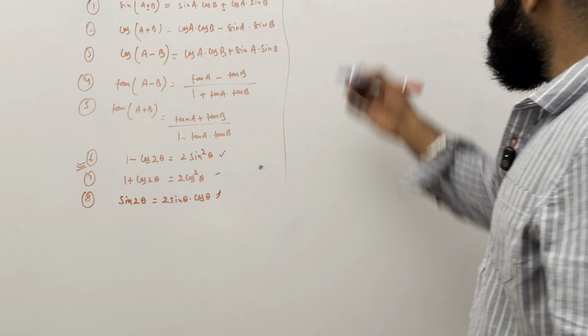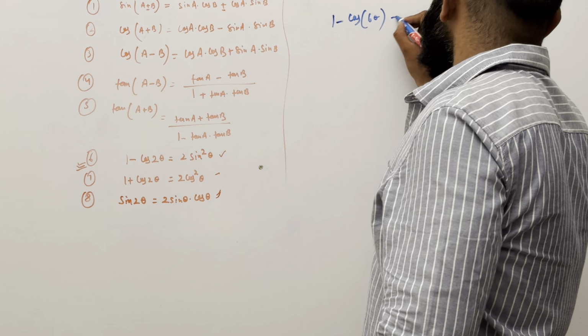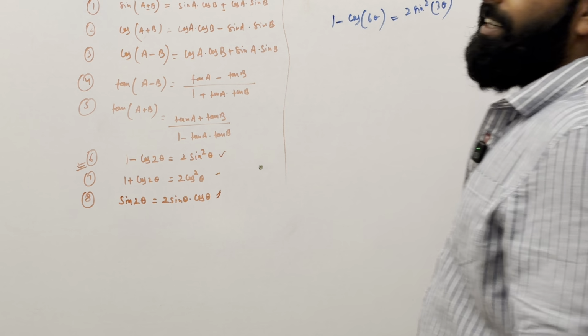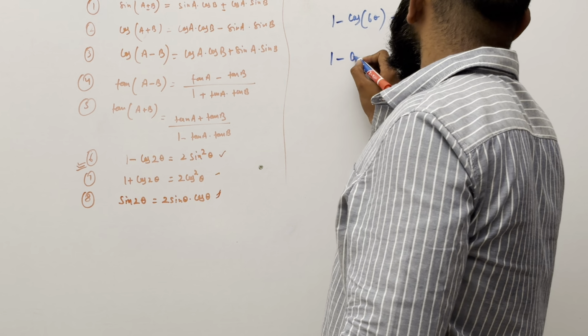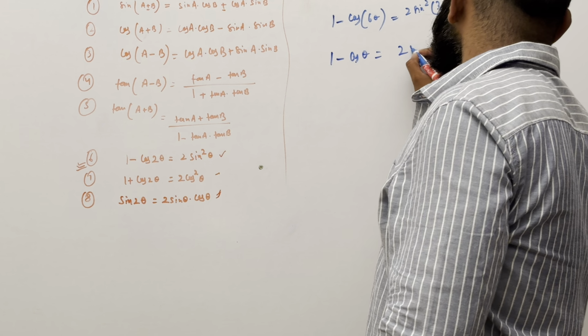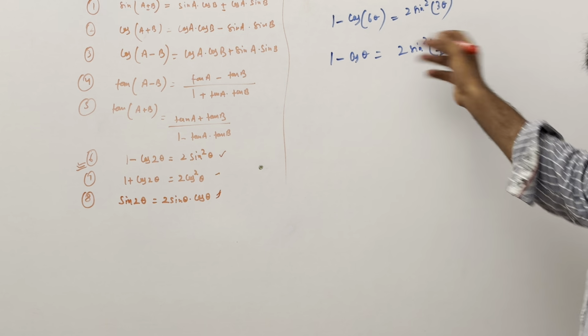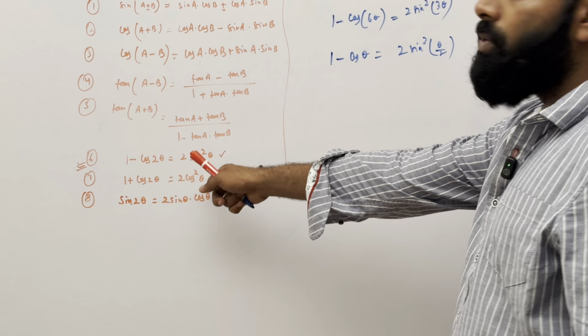Clear? If I ask you 1 minus cos 6 theta, you will say, sir, it is 2 sine square 3 theta. If I ask you, give me the value of 1 minus cos theta, you will say 2 sine square theta by 2, half of that one. The same thing applies for 1 plus cos 2 theta, which is 2 cos square theta.